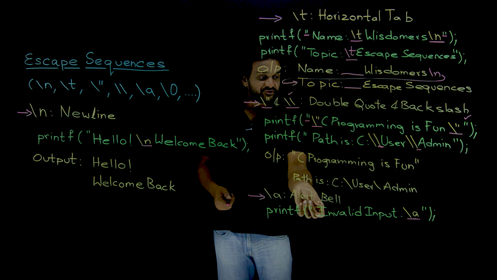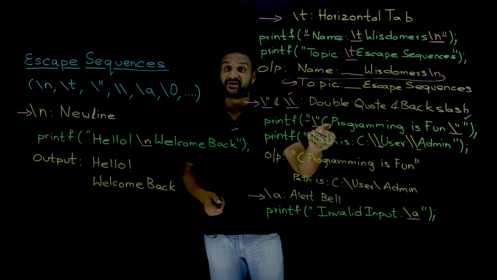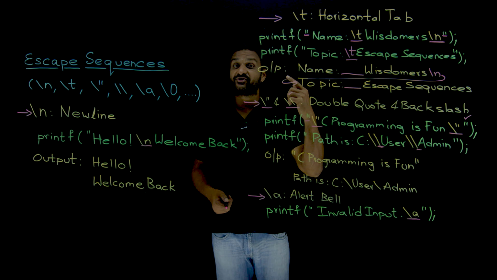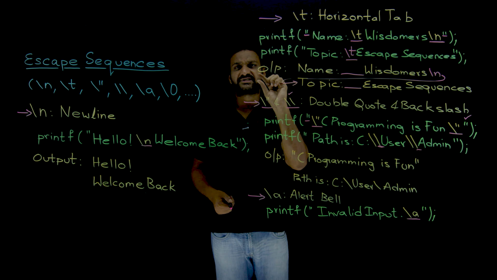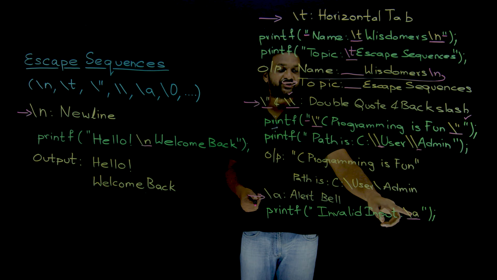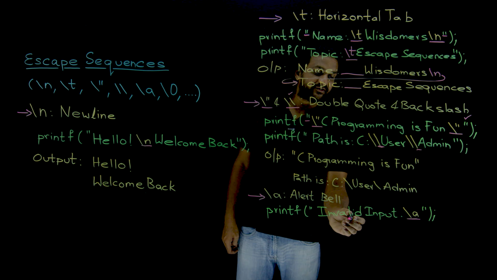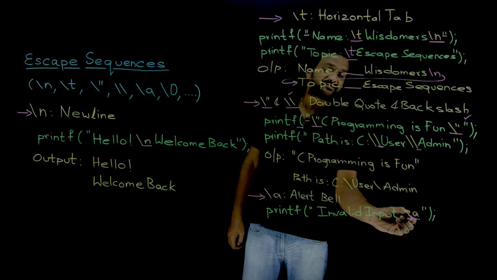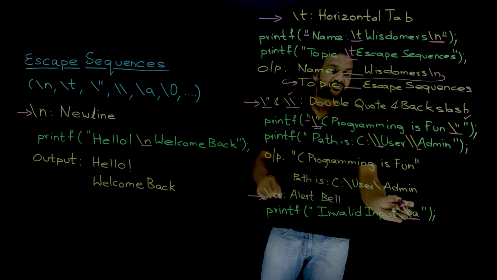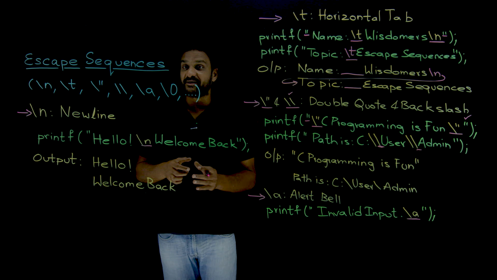So I request all of you to use this printf statement within your sample program, so that you can sense that alert bell sound. You will be able to hear it after using this. After printing the text "invalid input", you are going to hear this bell sound. Okay, so that is all about escape sequences.